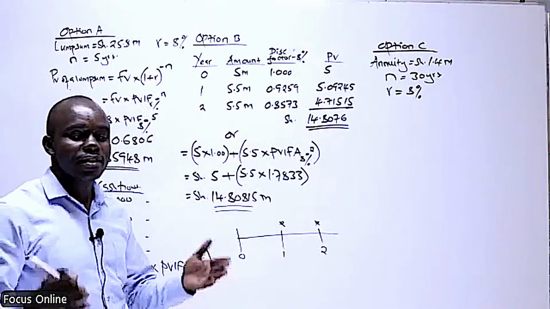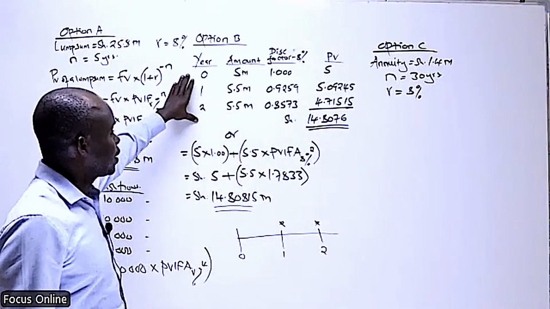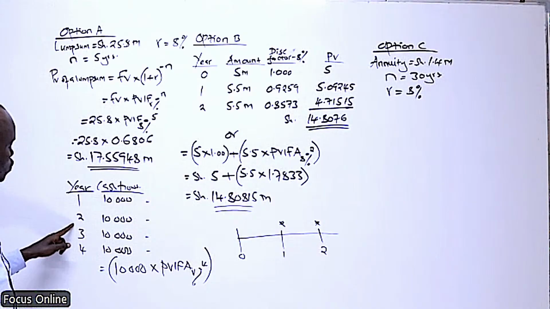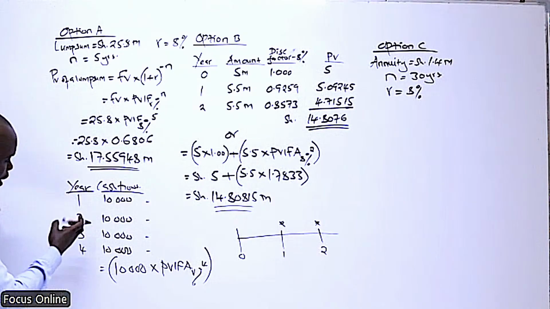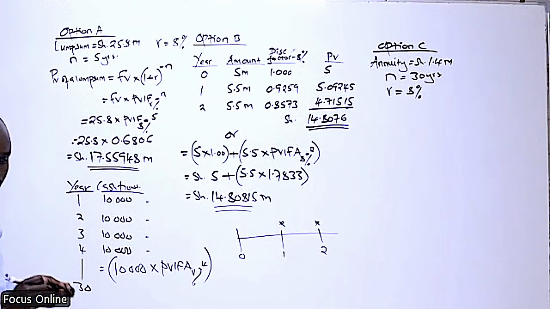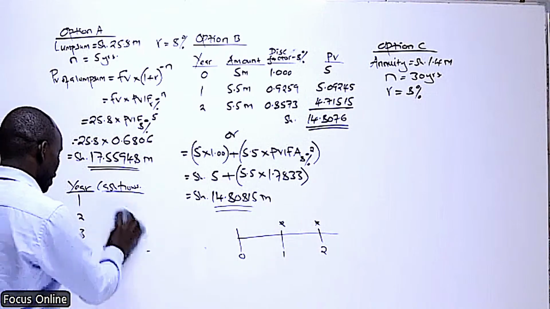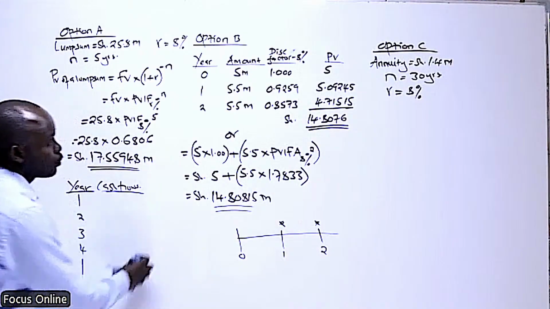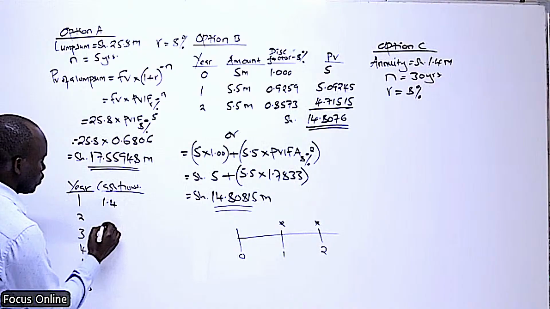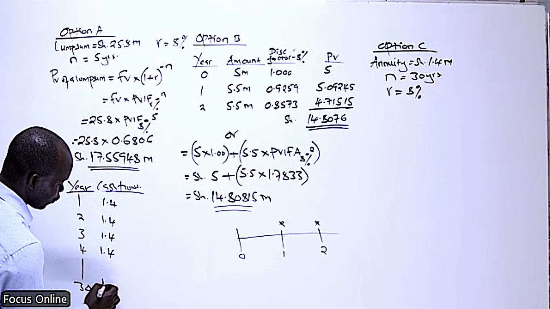Now, look at this. This is a very good example, actually. We have 1, 2, 3, 4, 5, for 30 years. And each year they are paying 1.4 million. So what are they saying? 1.4 million each year: 1.4, 1.4, 1.4, 1.4, up to 30 years.